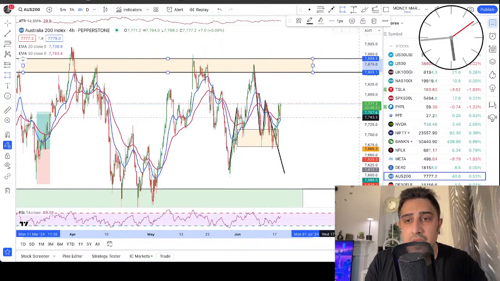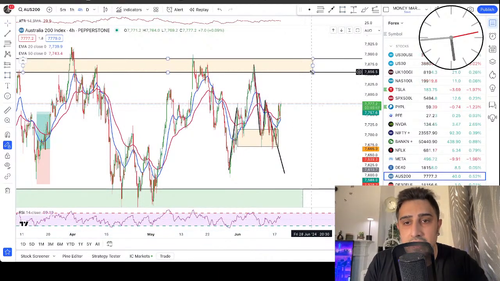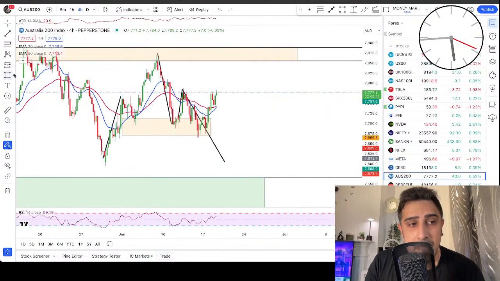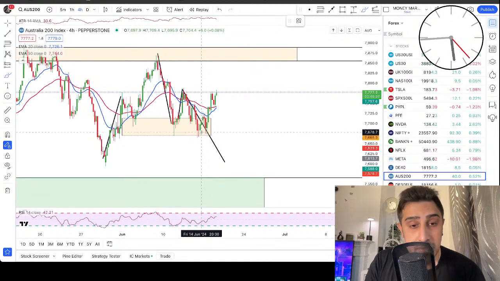Right here, 7855, that goes to 7889, a good level for the counter trades. For now, I think so. Yes, it was a head and shoulder pattern yesterday you were talking about.